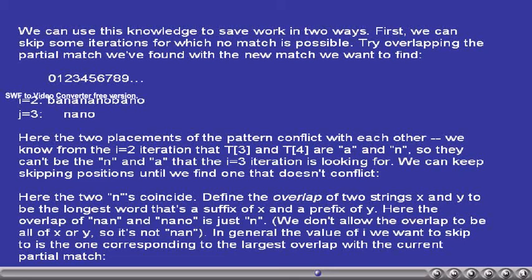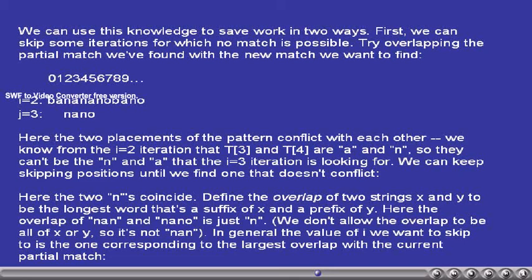In the next attempt, we would make the I value 3, skipping one character and then continuing the match. However, we know the T3 value is A and the T4 value is N. If we verify the string P, the first character is N and the second character is A. Thus, definitely there will not be a match in the next attempt, as T3 and T4 are AN, whereas the respective two characters in the string P are NA. There will not be any match. Thus, we need not continue the iteration for I equal to 3.